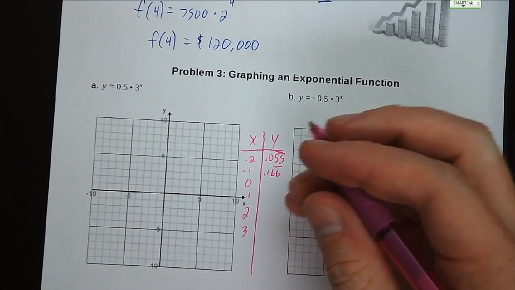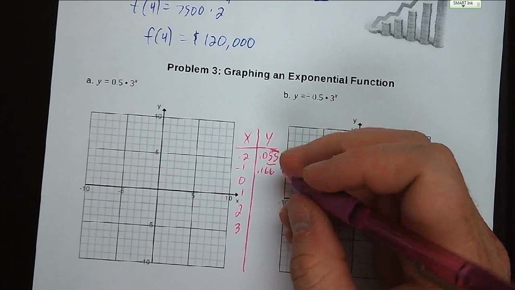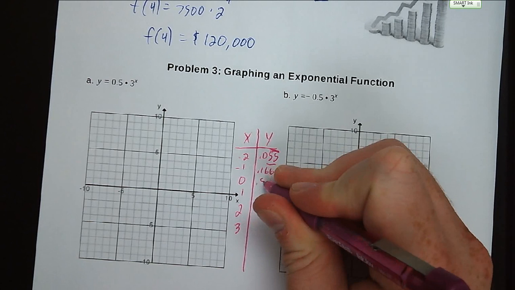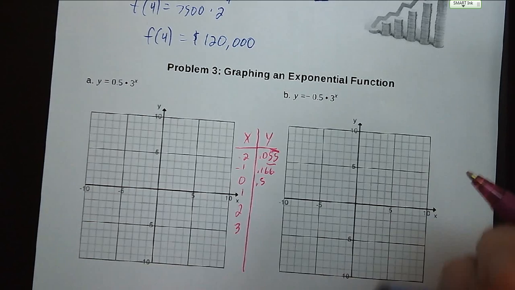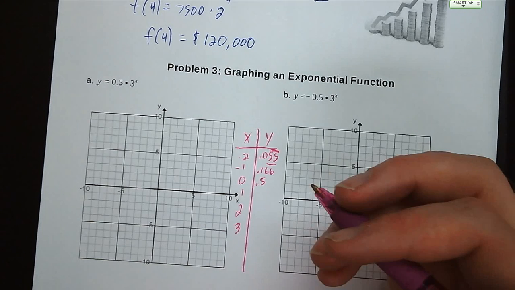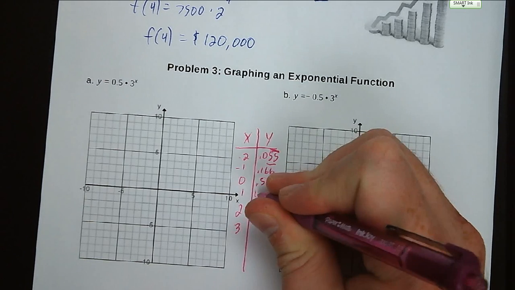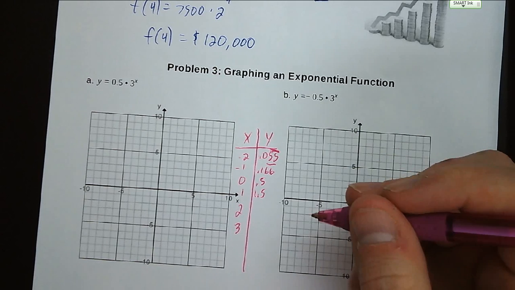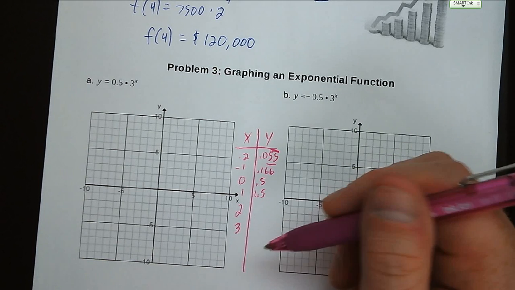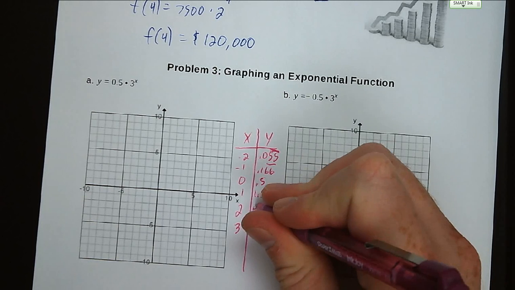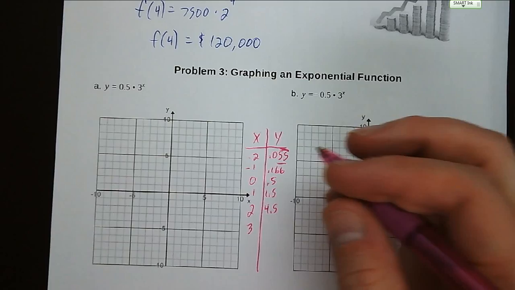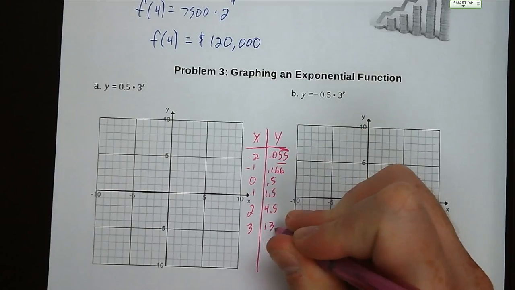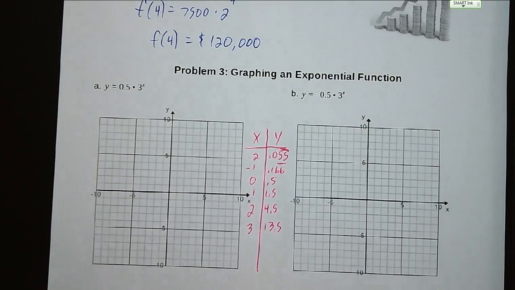0.5 times 3 to the 0, well, anything to the 0 power is 1, so that's just going to be 0.5. 3 to the first power is 3, so 0.5 times 3 is 1.5. 0.5 times 9 is going to be 4.5. And 0.5 times 27 is going to be 13.5. So now I'm going to graph these pieces of data.